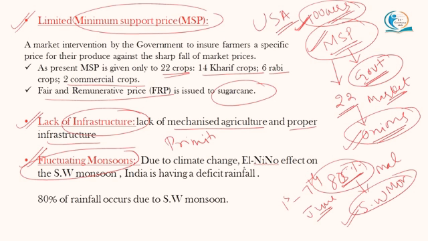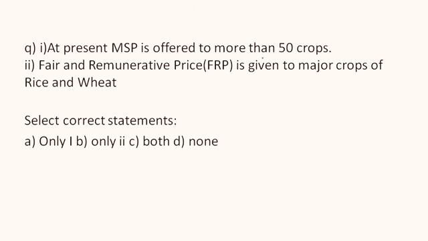Another menace is the El Nino effect. This El Nino effect, apart from having the impact of deficit rainfall, also results in drought in many areas in the country. So those are all the major issues related to Indian agriculture and the farmers.